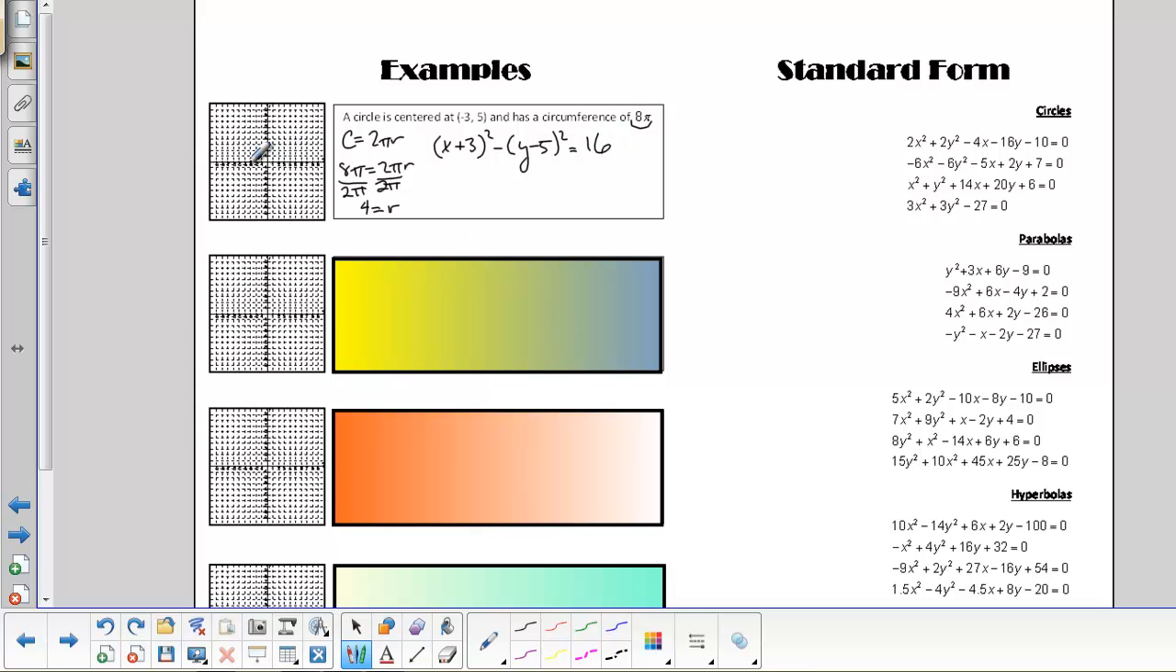So I'm going to go over 3, up 1, 2, 3, 4, 5, and draw our circle with a radius of 4. And there it is.